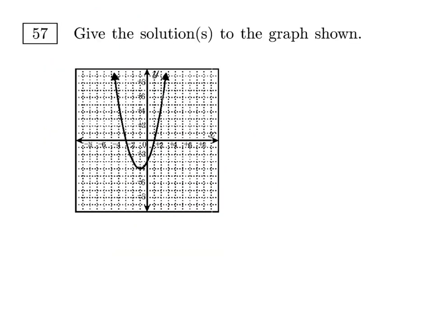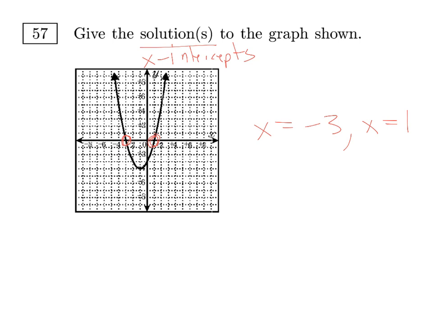Give the solution to the graph shown. Solutions are your x-intercepts, or your zeros. So right here and right here. One of my solutions is going to be -3. My solutions are my x values where the graph crosses the x-axis. So it's going to be x is equal to -3, and x is also equal to 1.